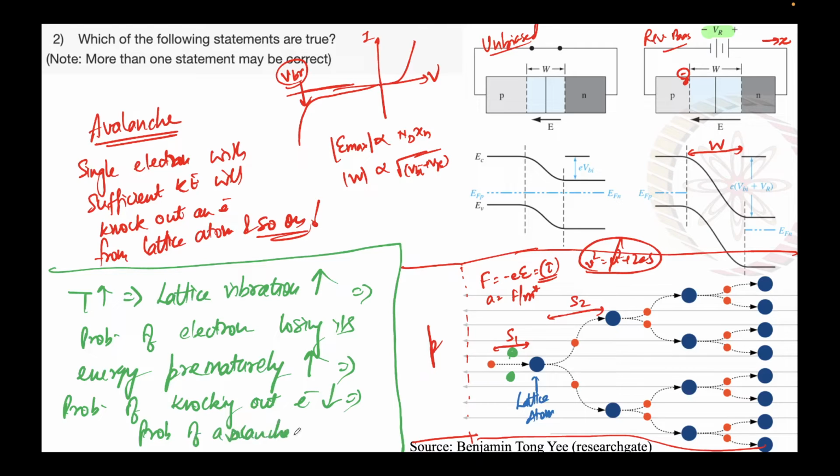This implies the probability of avalanche decreases. So as you increase the temperature, lattice vibrations increase, meaning now this electron can lose its energy early, so it will not be able to knock out an electron from this green atom, for instance, and thus your avalanche will be delayed, right? So this is known as a positive temperature coefficient. You increase the temperature, the value of that entity increases. It's called a positive temperature coefficient, which we are seeing in this case. So this is the analysis for our avalanche breakdown, right?